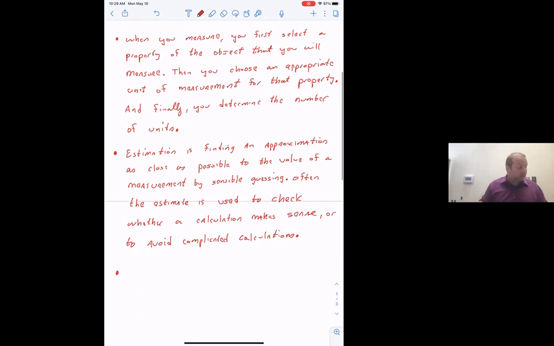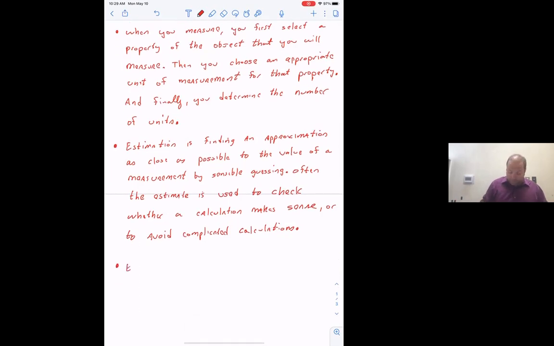And then finally, the last one for the section: estimation is often done by comparing the attribute that is measured to another one.